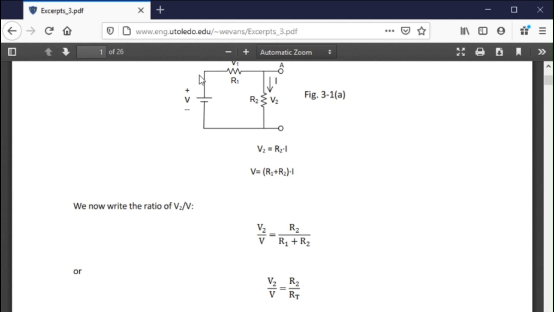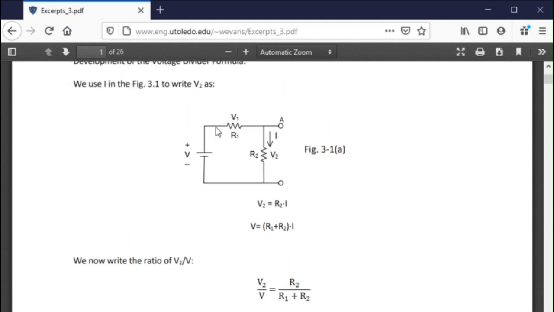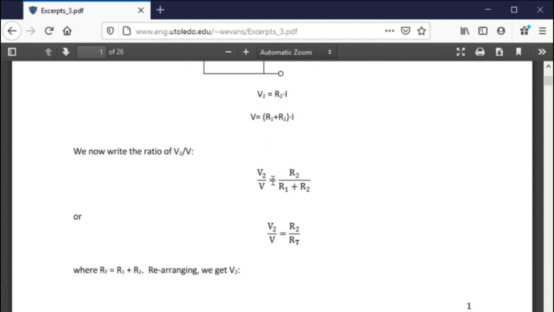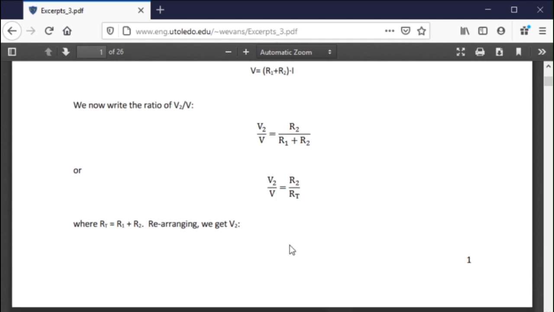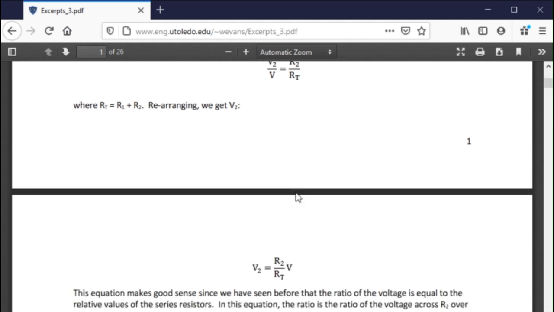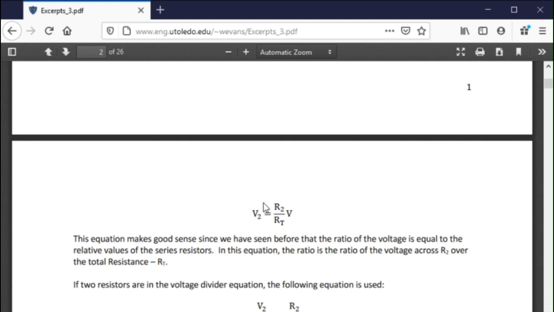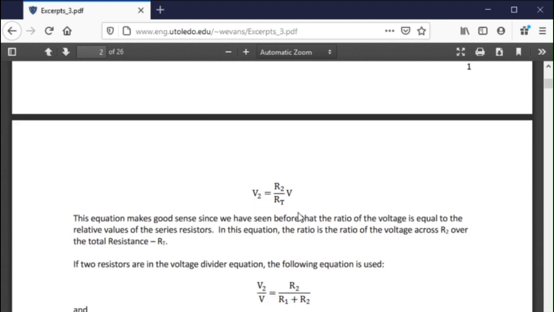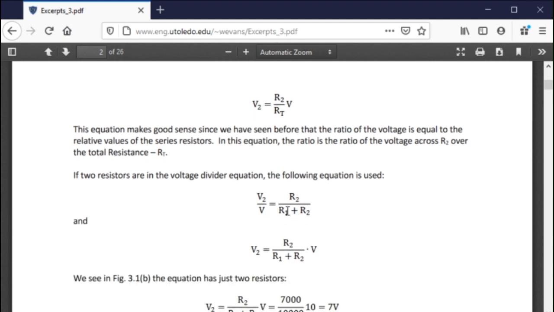Now if you have more than one resistor up here, like 3 or 4 or 5, you can call all of the resistors RT. So again, we can say R2 over R1 plus R2, or you can say R2 over the total resistance. And this is the way we typically use it. V2 is equal to R2 over R total times the voltage in. If you just have 2, it's R2 over R1 plus R2 times V.